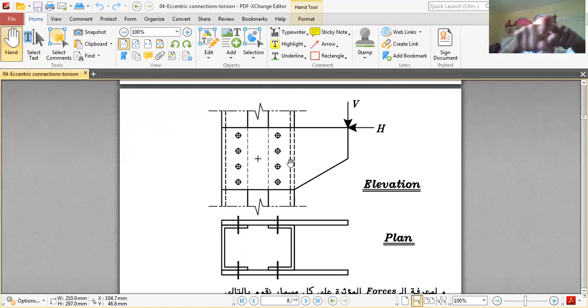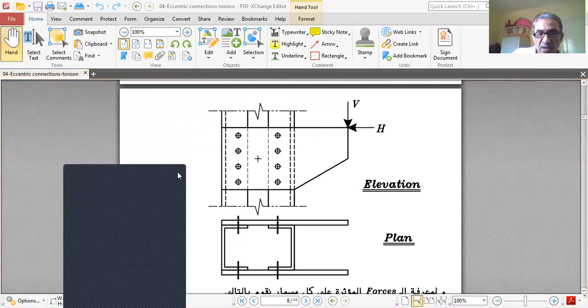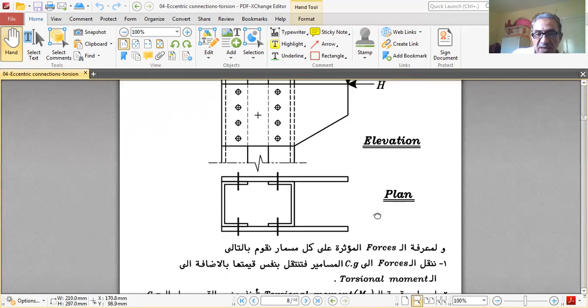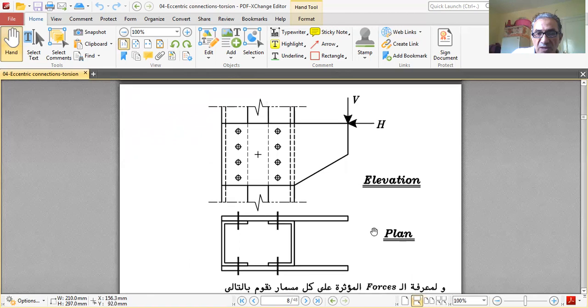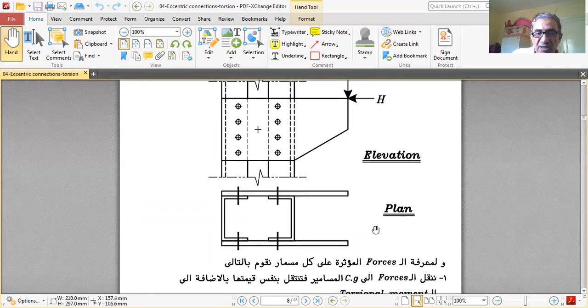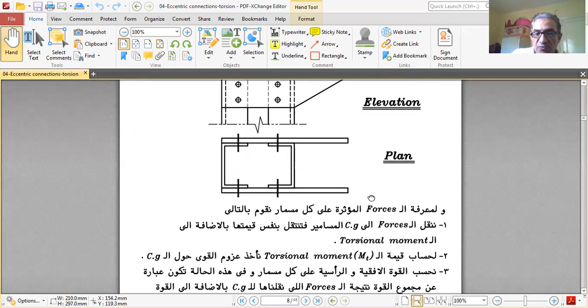The bolts are like this, and V and H cause moment about the longitudinal axis of the bolt. So they cause torsion on the bolt. So this is the elevation, this is the plan. To determine the forces acting on each bolt, we do the following.